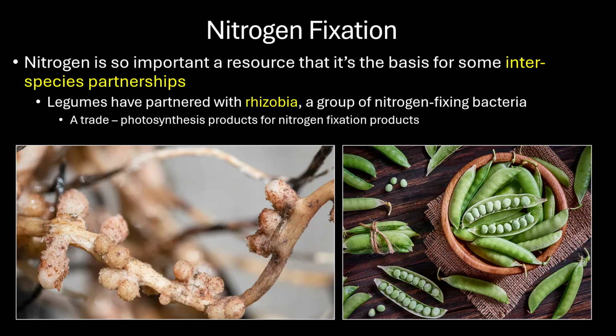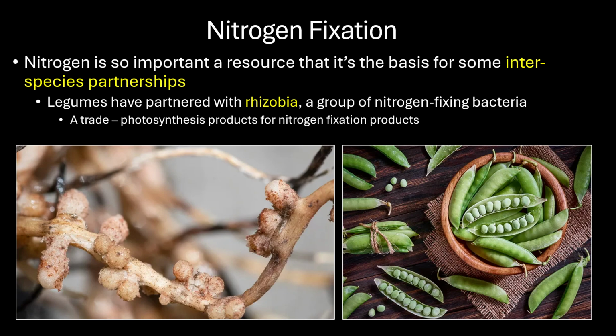We call them rhizobia. Rhizobia, this group of nitrogen-fixing bacteria that will grow in these little nodules that you see lining the root structures of these plants. And so these nodules, they're packed full of bacteria that are actively doing nitrogen fixation. And they live inside the roots because it's a trade of sorts.